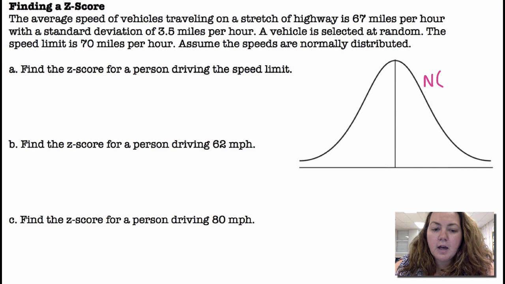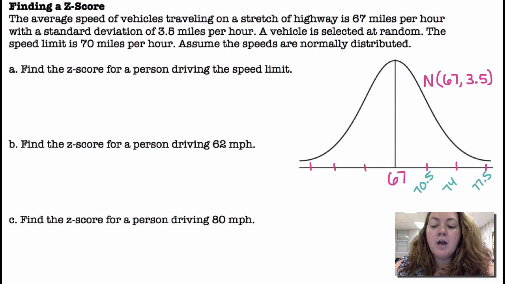All right, so first, I was told this is a normal distribution with a mean of 67 and a standard deviation of 3.5. So I'm going to go ahead and label my normal curve. Right down the center, I'm going to have 67, and then I'm going to go 3 standard deviations to the right and 3 standard deviations to the left. When I add 3.5 as I move to the right, I get 70.5, 74, and 77.5. When I subtract 3.5 every time I move a standard deviation to the left, I get 63.5, 60, and 56.5.